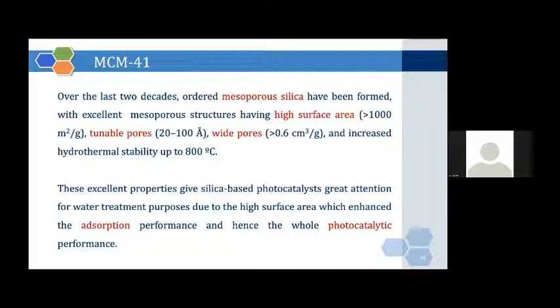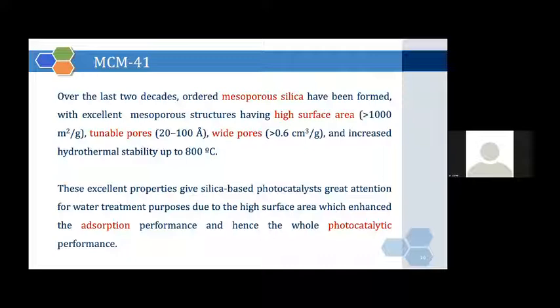Especially MCM. Over the last 2 decades, ordered mesoporous silica has been formed with excellent mesoporous structure, having high surface area, which is more than 1,000 square meters per gram, tunable pores in the range between 20 to 100 angstrom, and wide pore volume more than 0.6 cubic centimeter per gram. And it possesses high thermal stability up to 800 degrees.